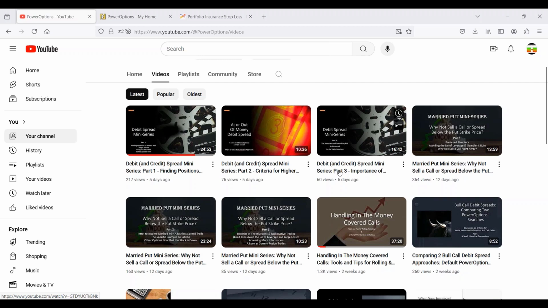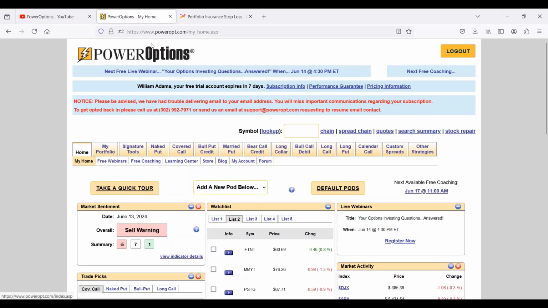Now I'm bringing that up because we want to take a look here. Let's navigate over to PowerOptions now. And in that webinar, when we found the 3 positions that matched Alfonso's preferred criteria, I had mentioned that we wanted to put those into the portfolio tool to start tracking them.